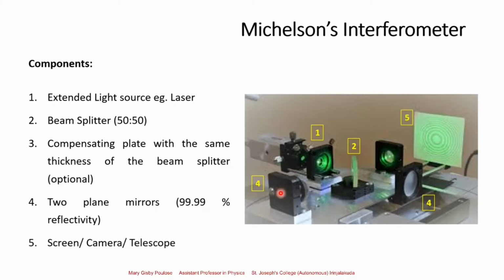And the next component is the screen or the camera or the telescope where we can detect or see the fringe pattern. Okay, so these light beams are divided into two here, fall on the mirrors, come back and happen to interfere here, and this pattern can be viewed in this direction on the screen. Now this component is actually a convex lens that helps to magnify the interference pattern.